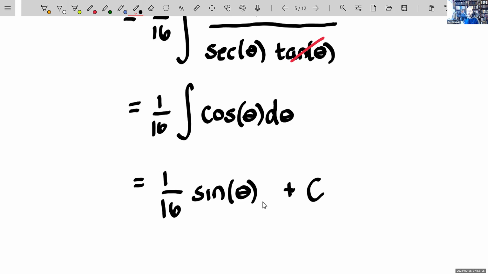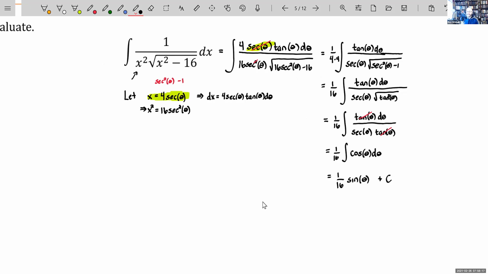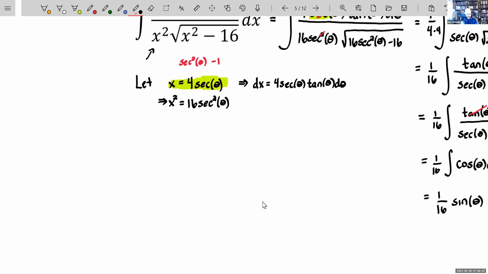But we did not start in the world of thetas. We started in the world of x. And this is where I am gluing in what Alyssa said, which is draw a triangle, because that's exactly how you're going to finish this out. You're going to use your trigonometry.